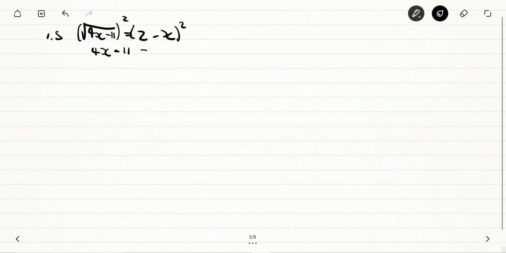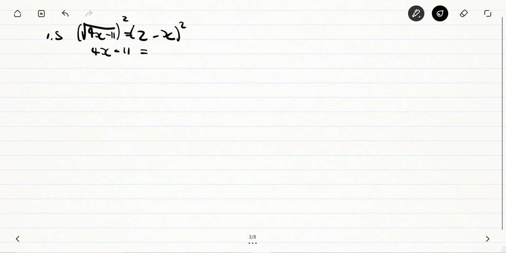On the last question, we are given, this is 1.5, right? It's square root of 4x minus 11 is equal to 2 minus x. And we're asked to solve for x. In a question like this, you have to square both sides. Always, you have to square both sides. It helps a lot because you get rid of the square root so that you have 4x minus 11 exposed. And then you could just multiply this one out.